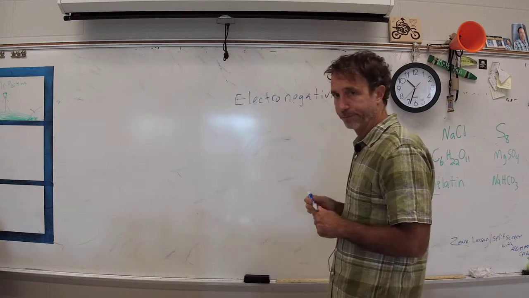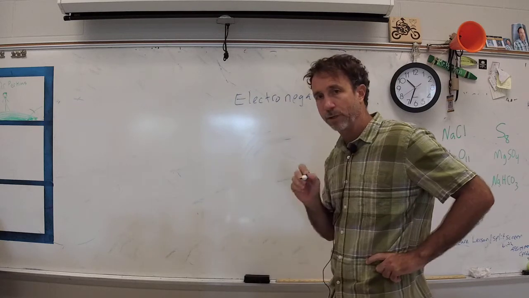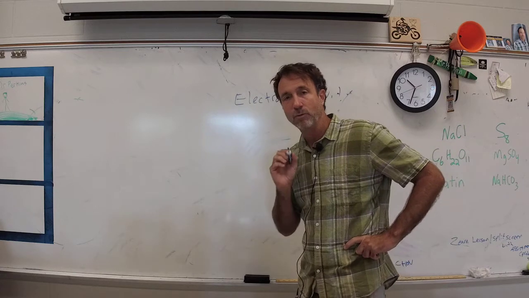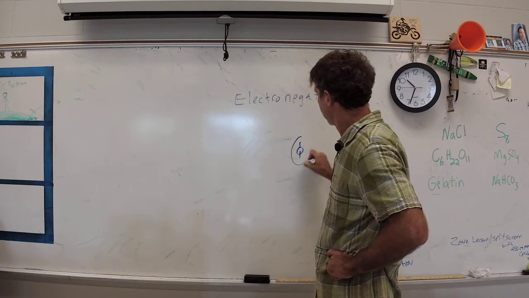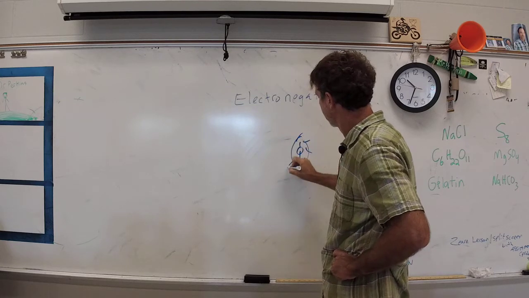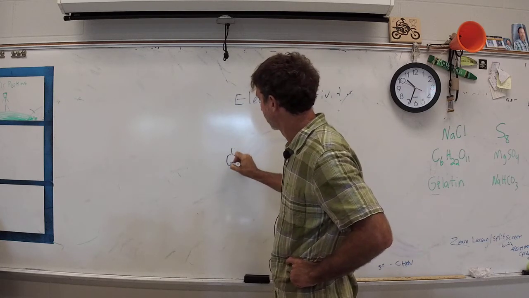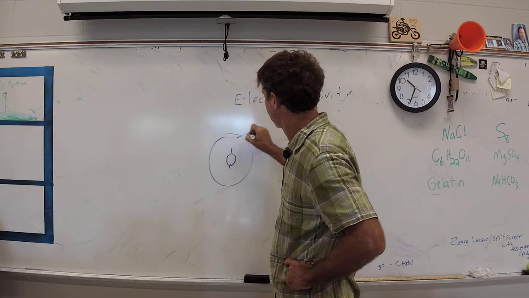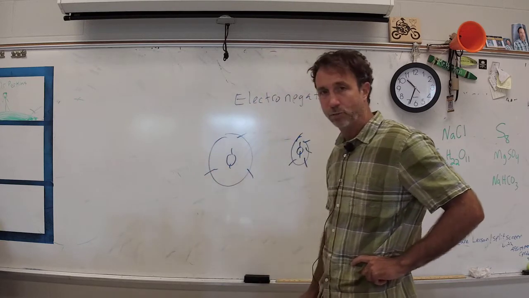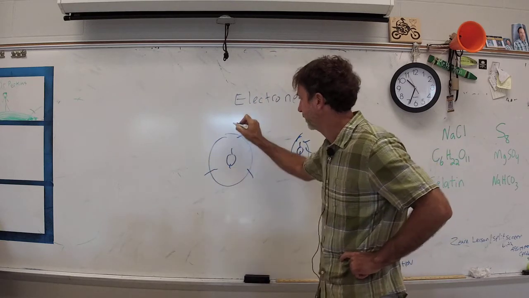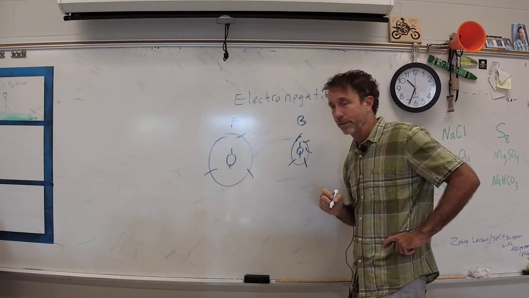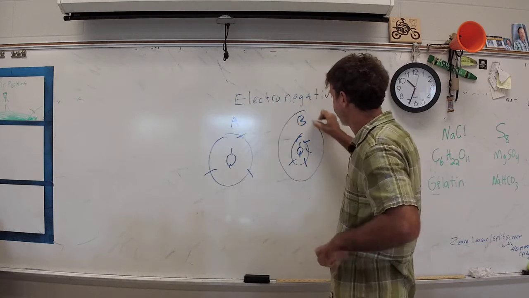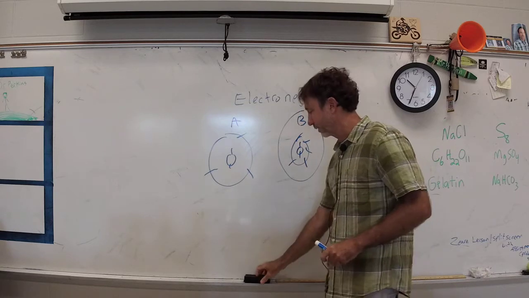Question number 2. Which one of these two atoms would be the most electronegative? Which would be the most electronegative? Would it be A or would it be B? The answer is B. B is the most electronegative.